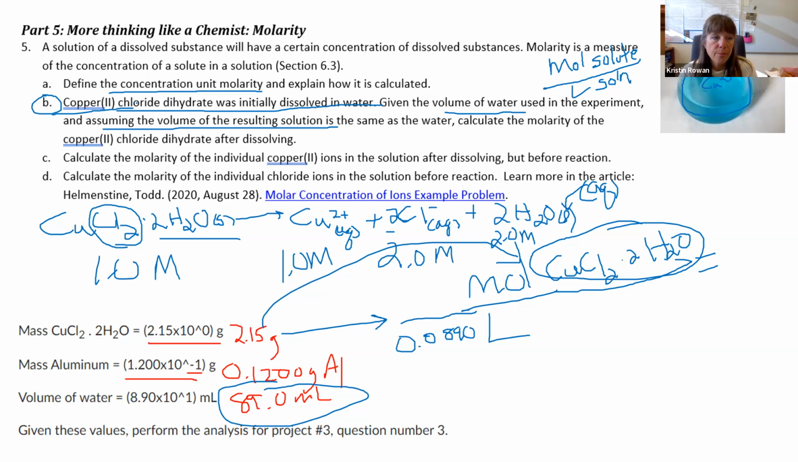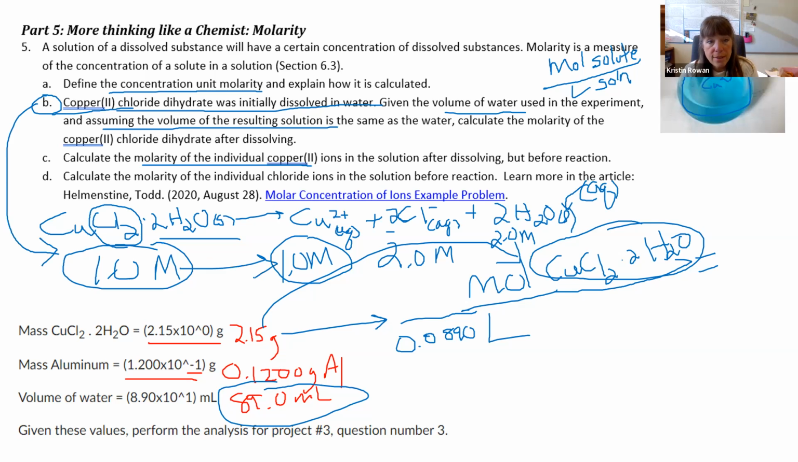So I just pop it in there. The next one is calculate the molarity of the individual copper ions. That's what I was just talking about. If you do that first calculation in part B, which was this, it's going to directly correlate to that. That's because of the balancing.